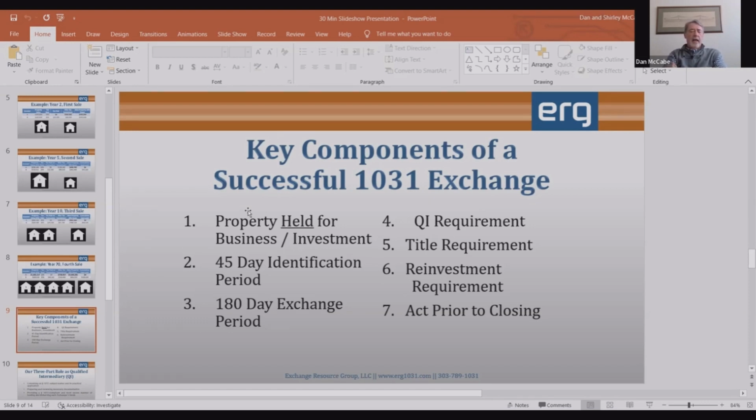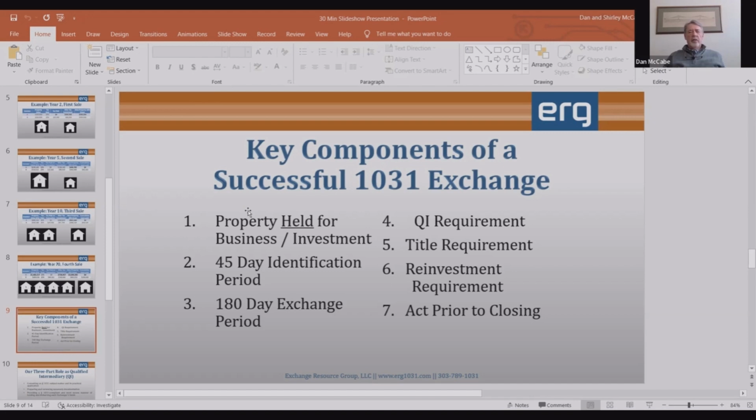All right. And number 7 isn't one of the statutes, but it's certainly the best tip I can give you, which is act prior to closing. Contact us. I have literally had closers call me and say, hey, Dan, we're sitting at the closing table and the sellers decided to do a 1031. Okay, send everybody out for lunch. We'll get the documents, we'll get them to you. But in this market, in these changing times, you want to act prior to closing.